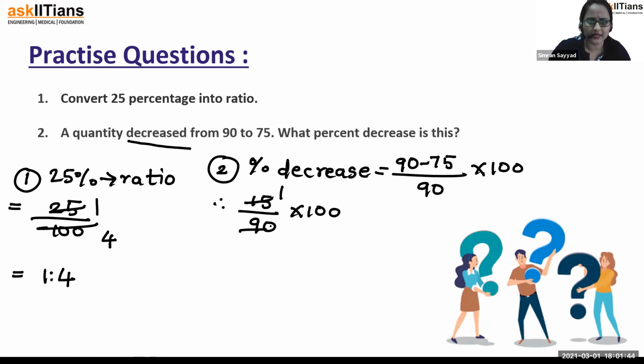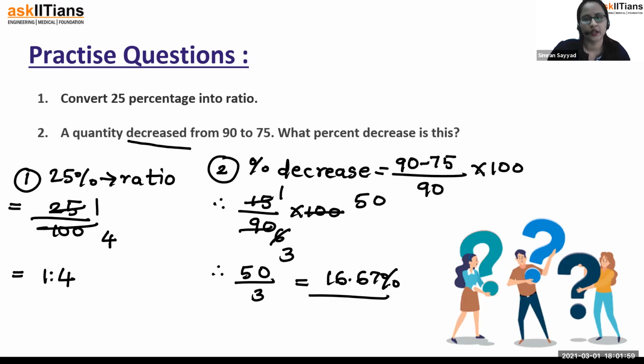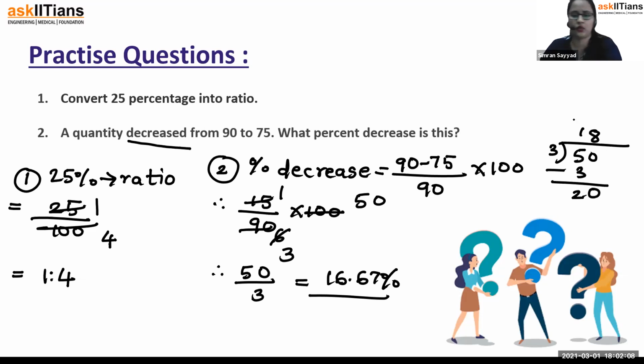So 15 ones are 15, 15 sixes are 90. Then 2 threes are and 2 fifties are. Therefore you get a ratio 50 by 3, and when you divide it, you get 16.67 percentage. You can perform a division over here. 3 ones are 3, 2 remains. Then 3 sixes are 18. Again 2 remains, so you get a decimal point. 3 sixes are again 18. So this is recurring. If you want to end, you can end by writing 16.67 percentage.